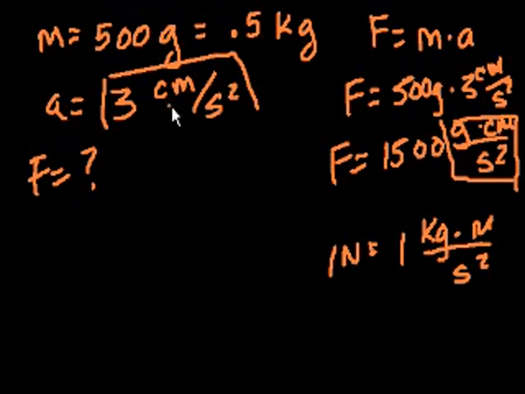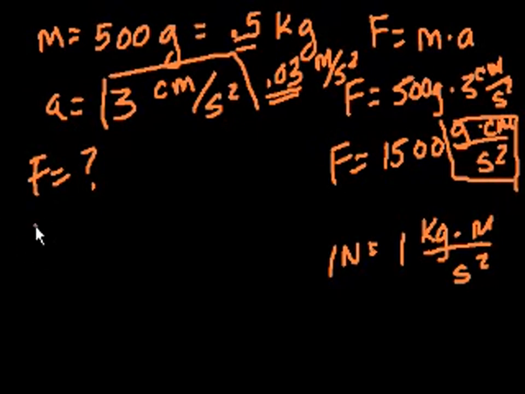Similarly, 3 centimeters is how many meters? Well, 1 meter is 100 centimeters, right? So 3 centimeters is 0.03 meters per second squared. Hopefully, this makes sense to you. 3 centimeters is 0.03 meters. And now we are ready. We have our mass in kilograms, and we have our acceleration in meters per second squared. And if this is confusing, you should watch the units videos, because this is all I'm doing. I'm just doing unit conversion.